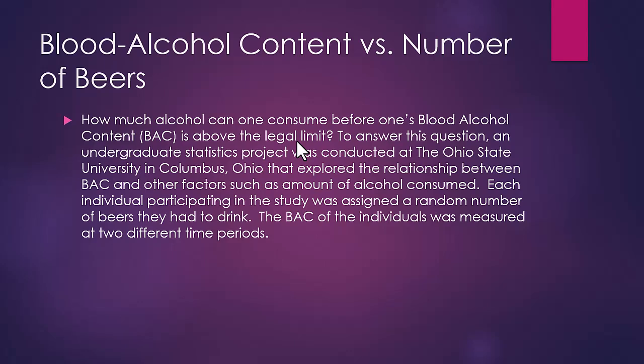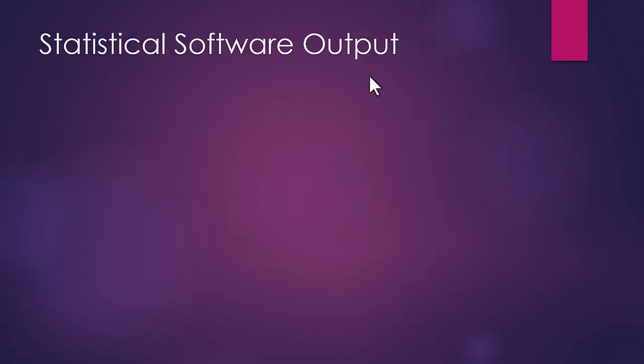To answer this question, an undergraduate statistics project was conducted at the Ohio State University in Columbus, Ohio, that explored the relationship between blood alcohol content and other factors, such as the amount of alcohol consumed. Each individual participating in the study was assigned a random number of beers they had to drink. The blood alcohol content of the individuals was then measured at 2 different time periods.